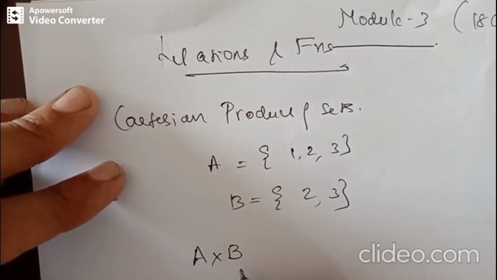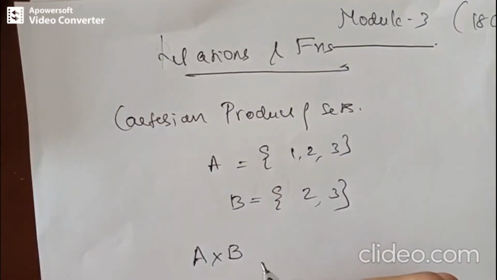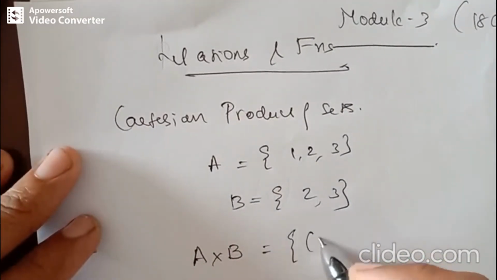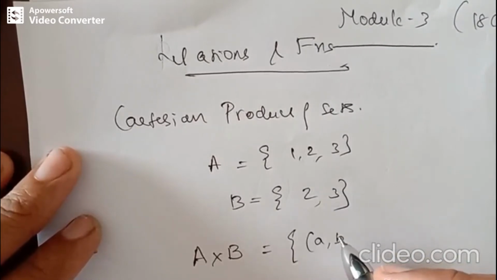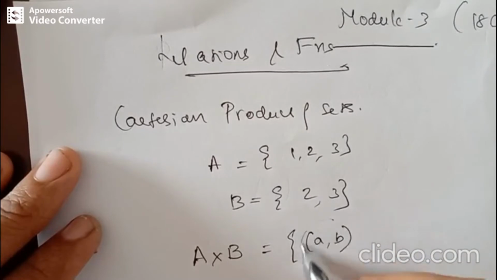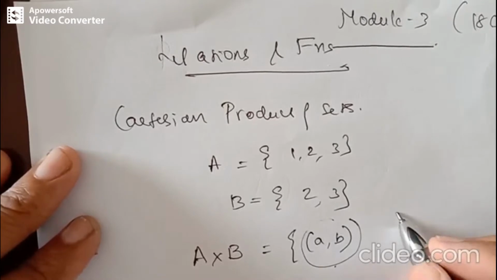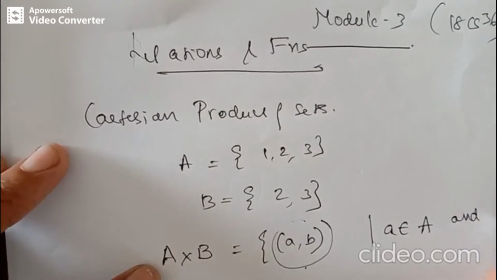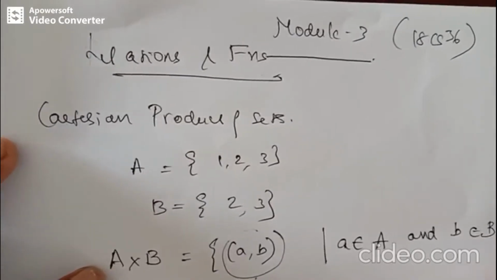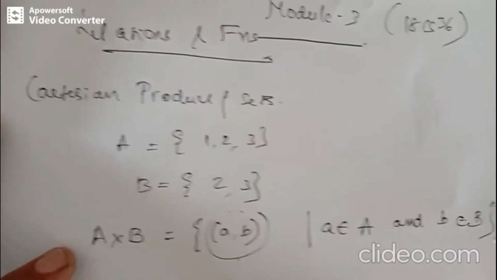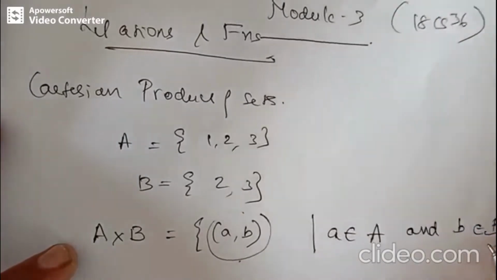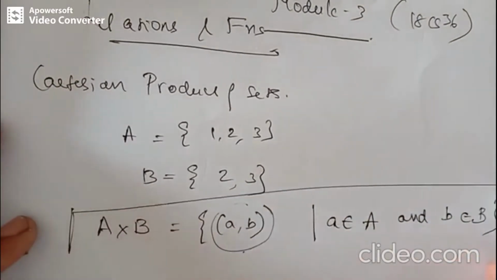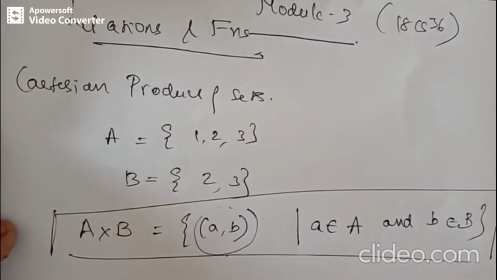It's nothing but the cross product or the product set of A and B as the ordered pair. It is the set of all the ordered pairs. We denote the ordered pair in this manner. So this is the set of all ordered pairs (a, b), where a belongs to the first set A and b belongs to the other set B. So this is your Cartesian product or the cross product. This formula tells that it is a cross product or the Cartesian product.